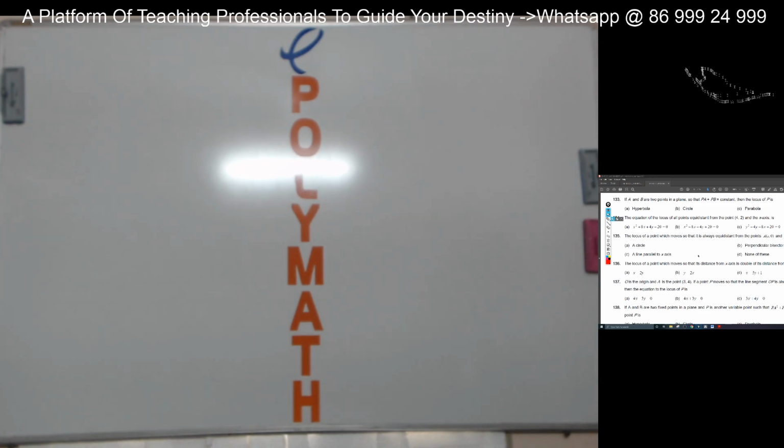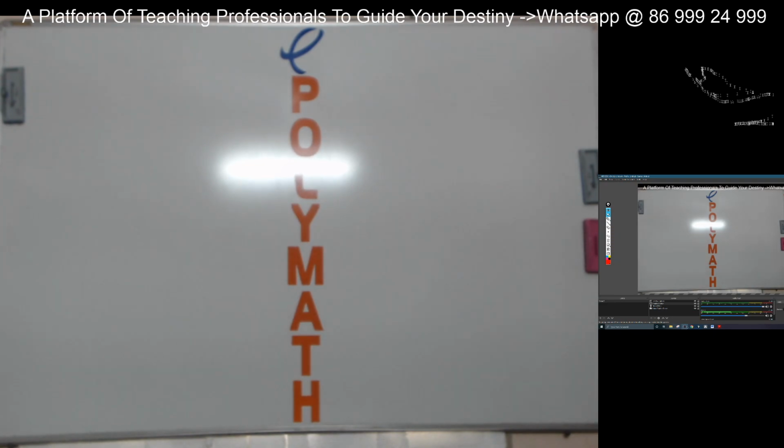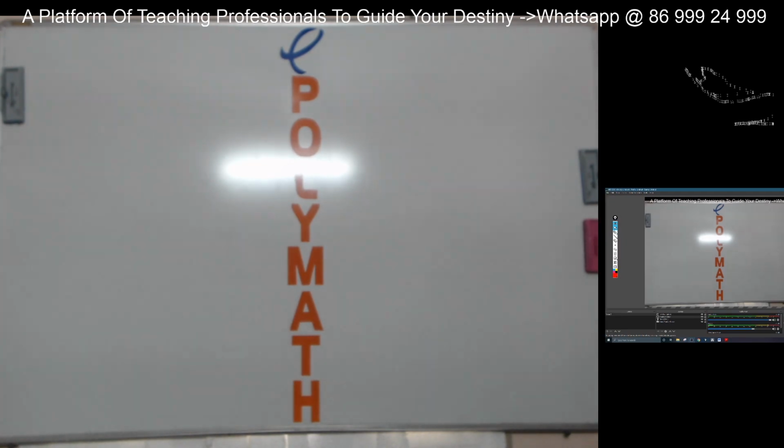Right. Next one. The locus of a point which moves so that its distance from x-axis is double of its distance from y-axis. It's also simple, please. Can you try that?